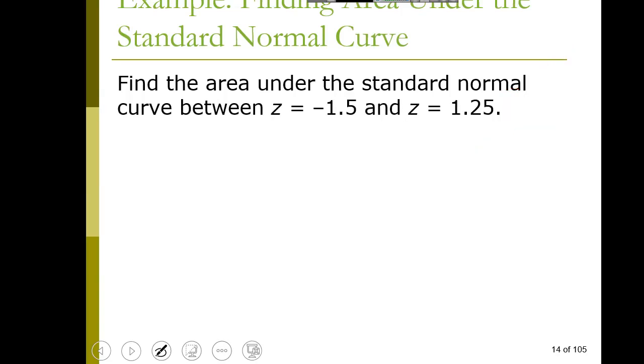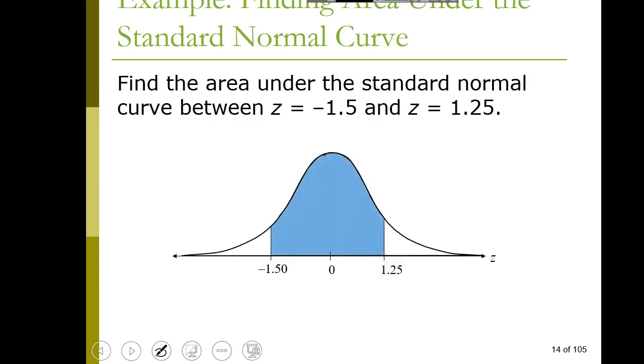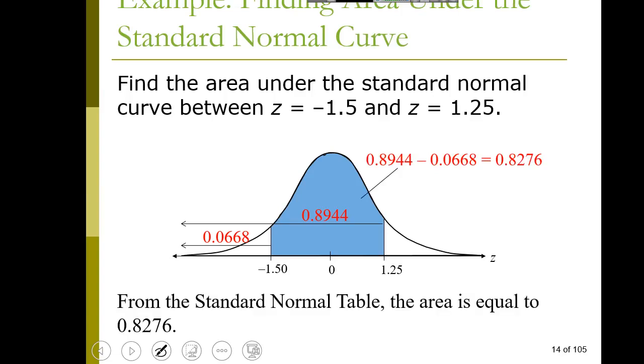Same you can do for the area between z equal to minus 1.5 and z equal to 1.25. You can determine the area for 1.25, then determine the area for minus 1.5, and then subtract to get the area in between.